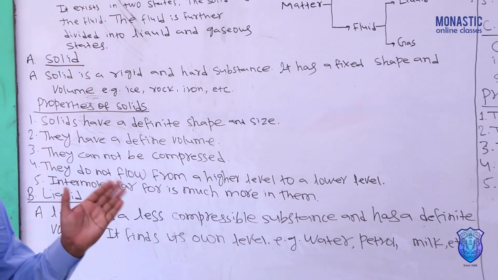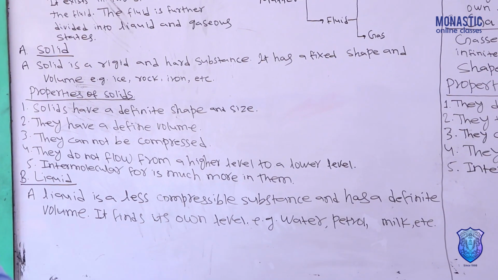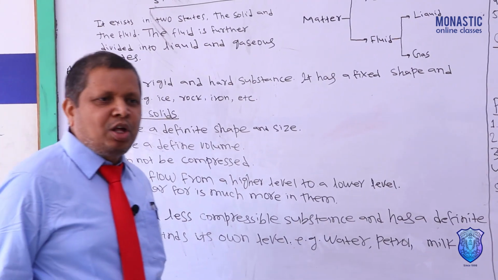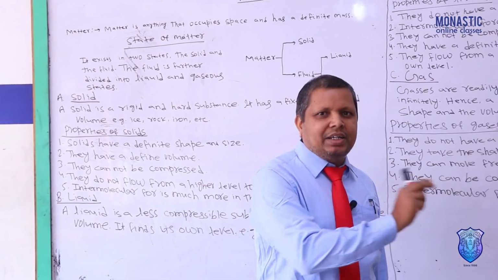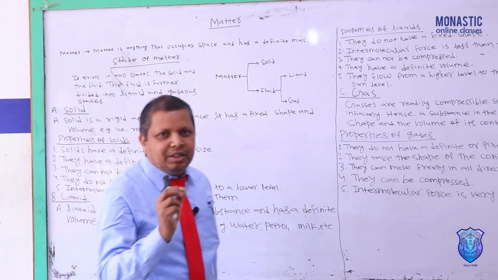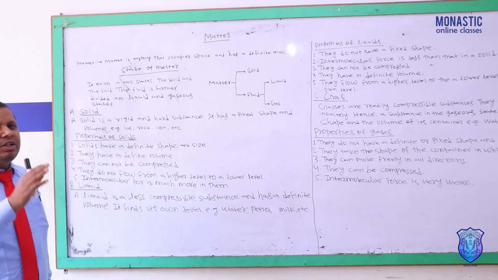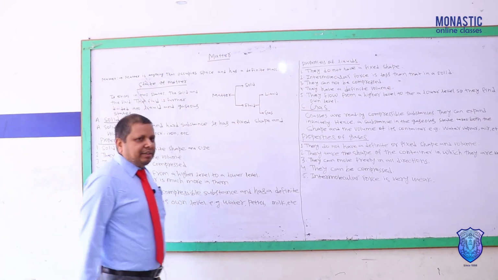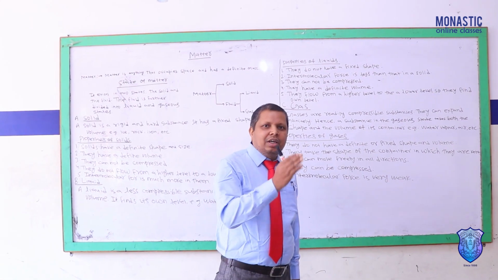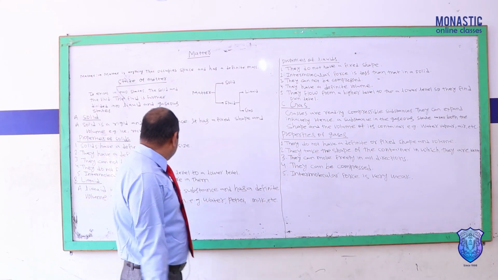What is a molecule, first of all? I have talked about molecules. All matter is made up of teeny particles. Those teeny particles are called molecules. In a solid, molecules are tightly packed. That's why they cannot be compressed easily.